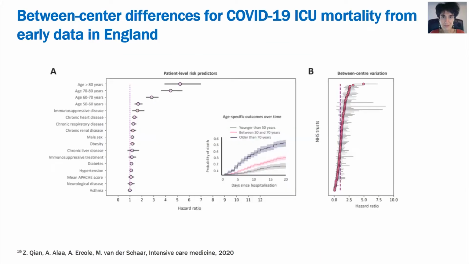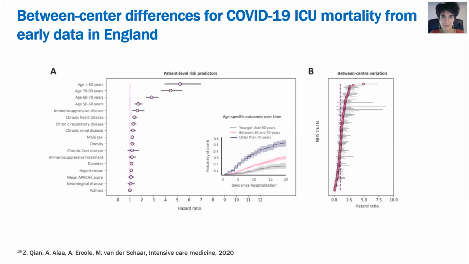And this is very important. As you can see in this intensive care medicine paper shown here, which is based on the NHS Digital data, we show that there have been large differences in COVID-19 mortality across the different centers in England. And the reason behind that is that some of the centers have learned very fast how to deal with COVID patients, and other centers lag behind.